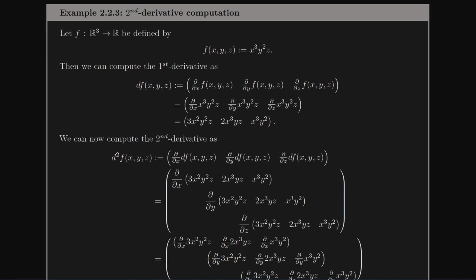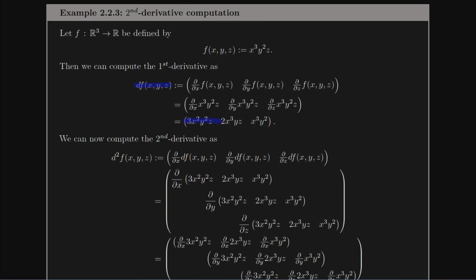We can do one other case of a second derivative computation. In this case, we are going to take the second derivative of a scalar field. And of course, the first derivative is the row matrix where each column in the matrix is a different partial derivative of our function. So I take a partial derivative in the x variable of x cubed y squared z, where you can get 3x squared y squared z. I take a partial derivative in the y variable, and we're going to get 2x cubed y z. If I take a partial derivative in the z variable, we're going to get x cubed y squared.